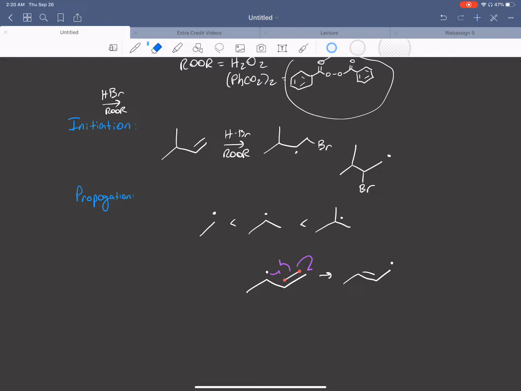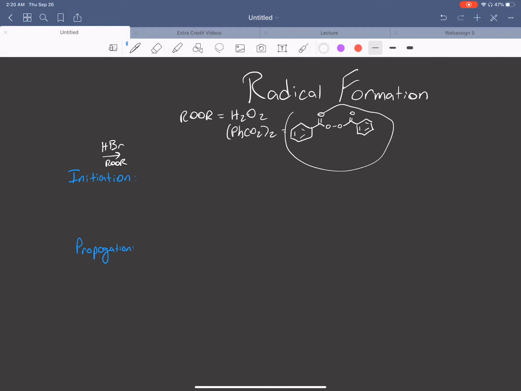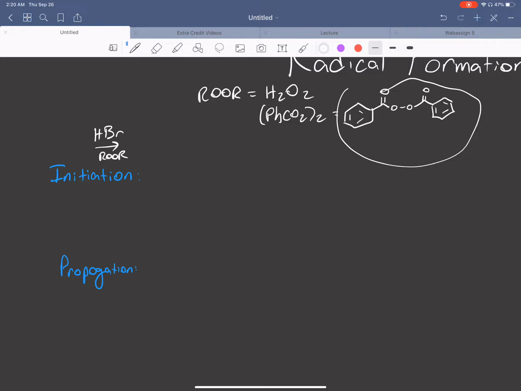And so now we're going to look at another kind of radical reaction here. So before we looked at HBr with peroxides. Now I forgot if I mentioned it in the last video, but HBr and peroxides is the only one of the halogens that works. If you do HCl or HI, it doesn't work with peroxides, so you have to use HBr. Okay.